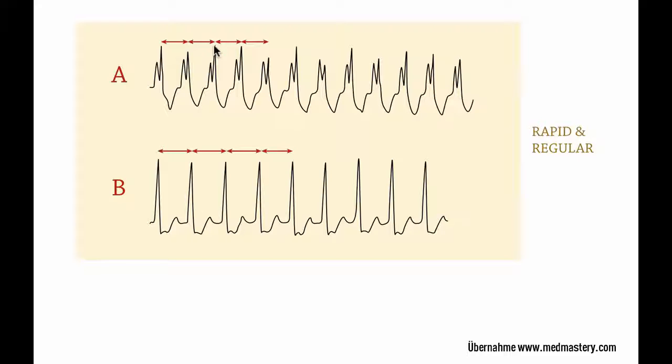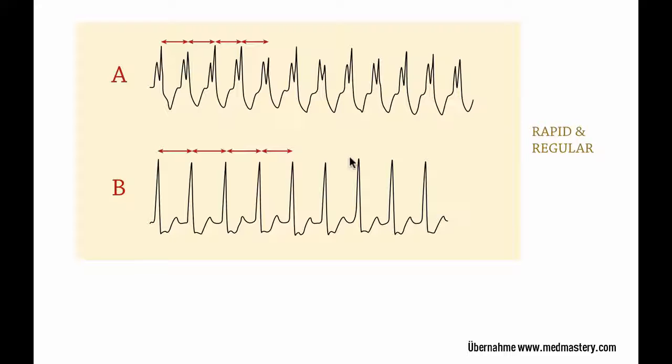Regular means that the distance between the QRS complexes is constant. This is the same distance as this one, the same as this one, and the same as this one, and the same holds true for the tachycardia below. This distance is the same as this one, as this one, as this one, and it goes on like that.